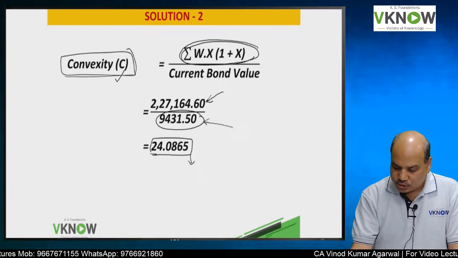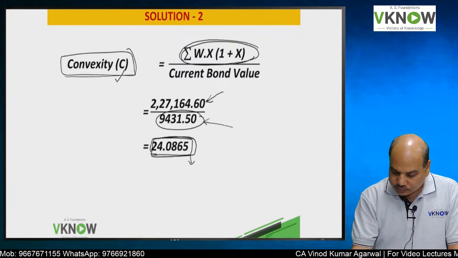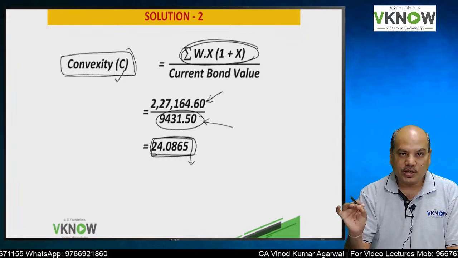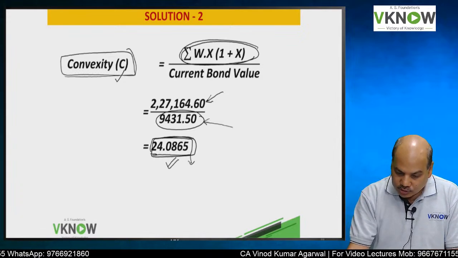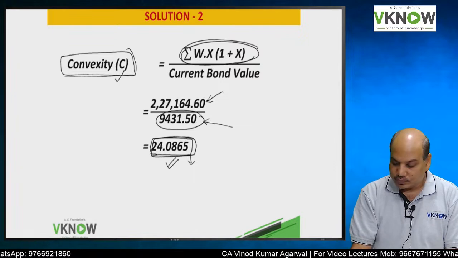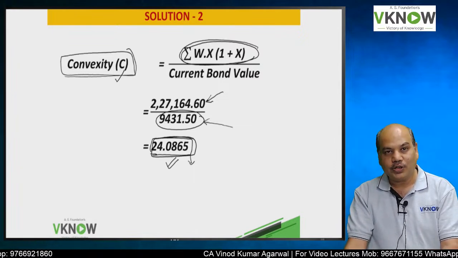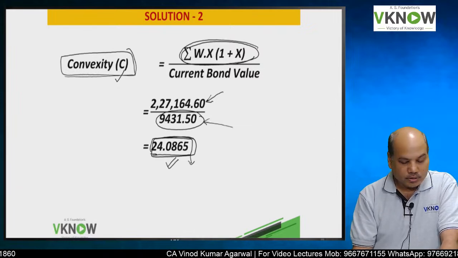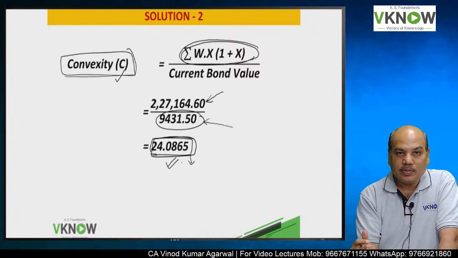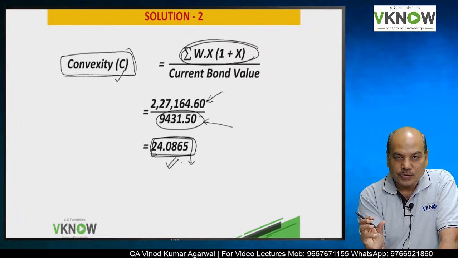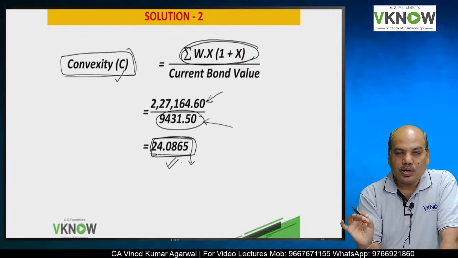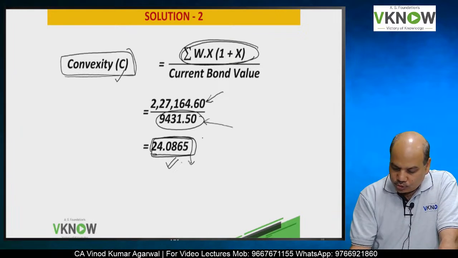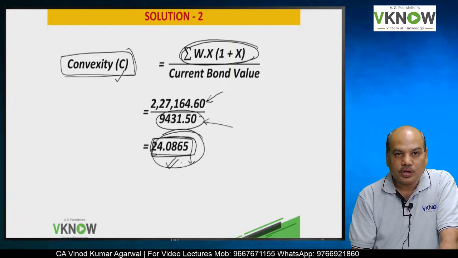Now I have to tell you, your institute has used a different formula, but this is also right, and I'm going to prove it when we compute the change in bond price, that this also gives me the accurate answer. Okay, so in case you want to use the institute formula, you are welcome. If you want to follow my method or this formula, you are welcome. Ultimately, we will be able to reach the same conclusion about the change in the price of the bond. Okay, so I am going to use this convexity 24.0865.